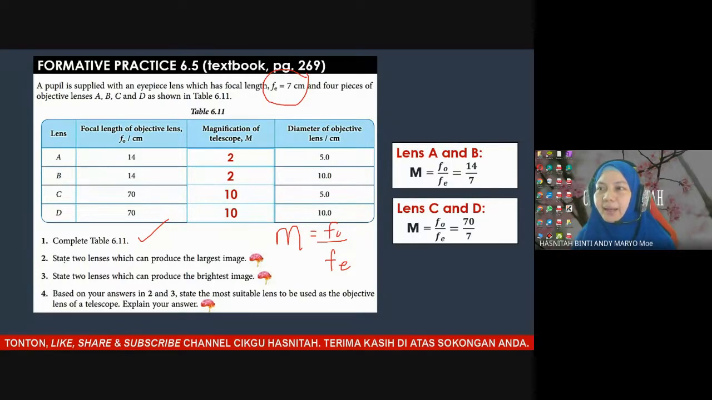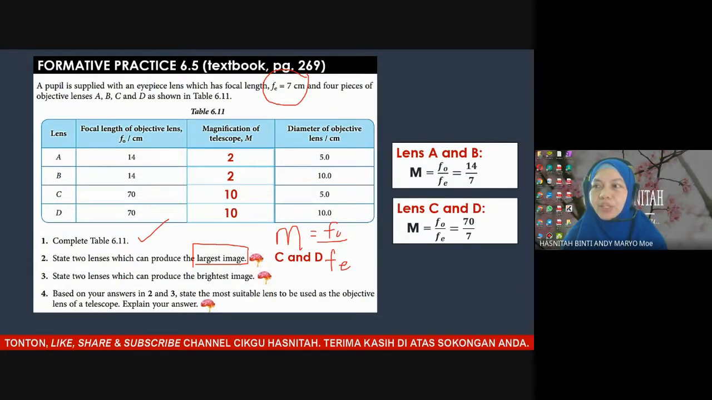Second, state 2 lenses which can produce largest image. Student, largest image. Remember just now, the formula for telescope. How can we produce largest image? So for largest image, the magnification must be largest. So which one? It will be C and D. To make sure largest image, magnification must be largest, so 10, which is C and D.